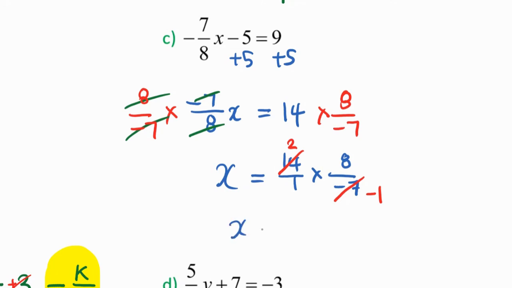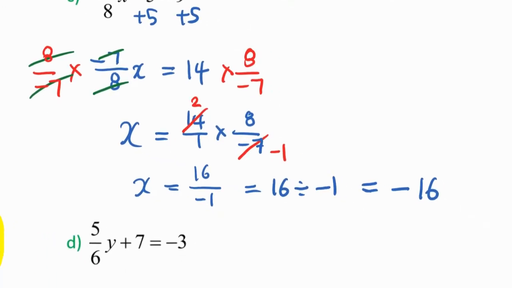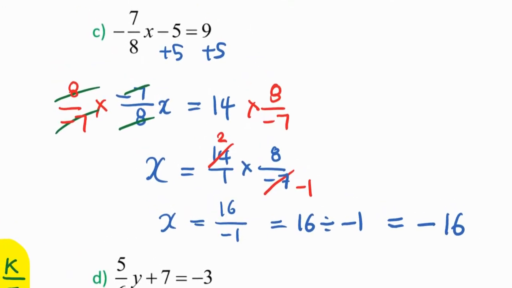Then x will be 2 times 8, that is 16. 1 times negative 1, that is negative 1. So 16 divided by negative 1. So when you divide a positive number and a negative number, it becomes negative. 16 divided by negative 1 becomes negative 16. So the final answer is 16. Negative 16, sorry.